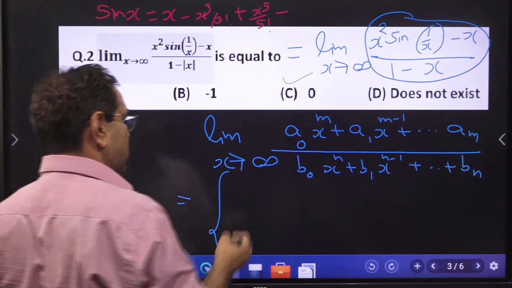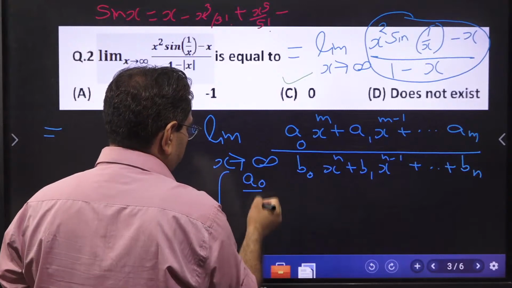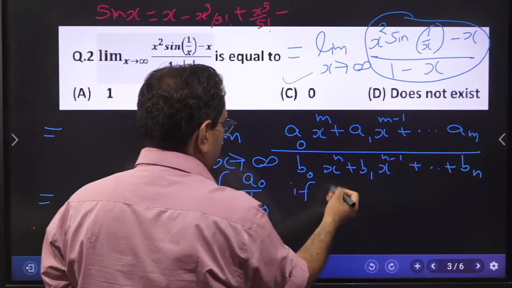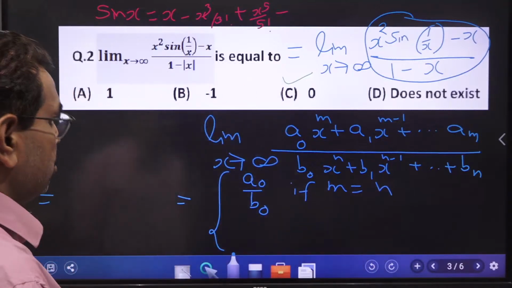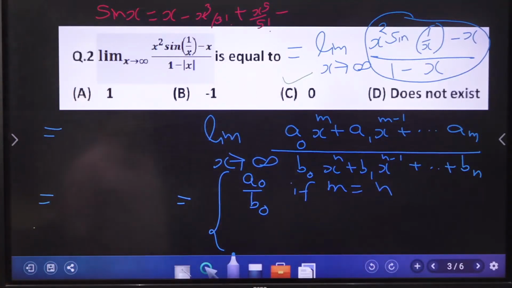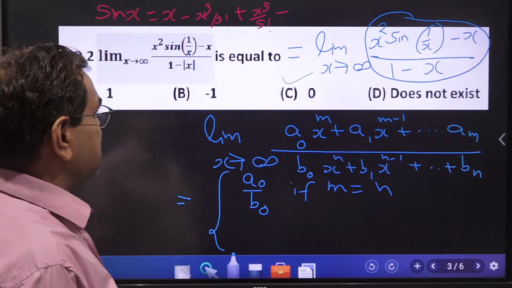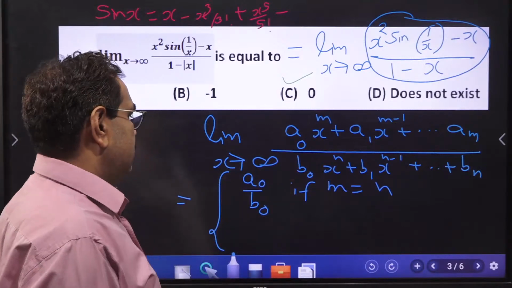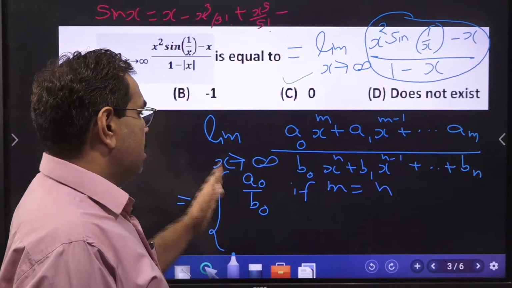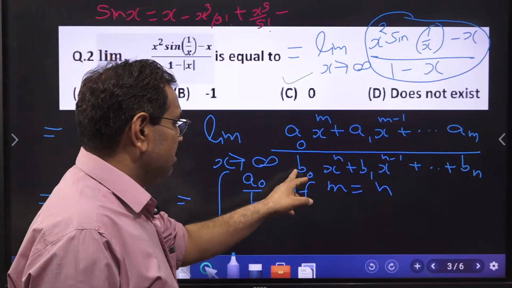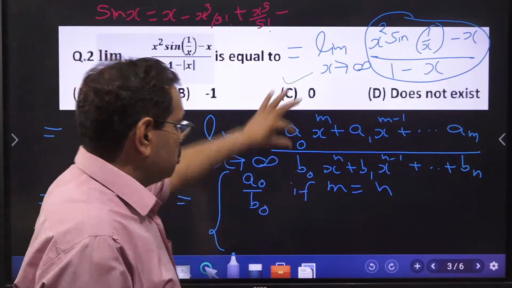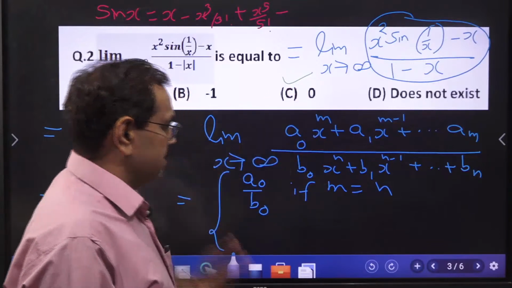We can write it equal to a naught upon b naught if m is equal to n. If both numerator and denominator are polynomials of the same degree, then our answer will be the coefficient of the highest power of x in the numerator, that is a naught here, divided by the coefficient of the highest power of x in the denominator, that is b naught. So a naught upon b naught will be the right answer.